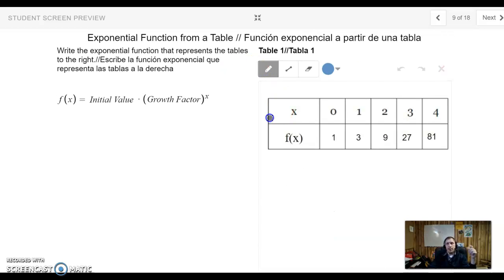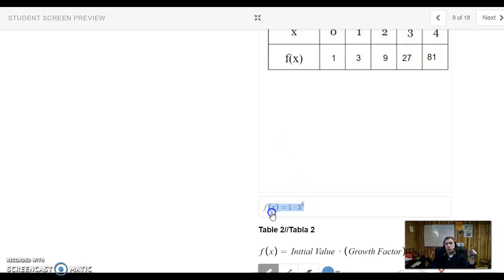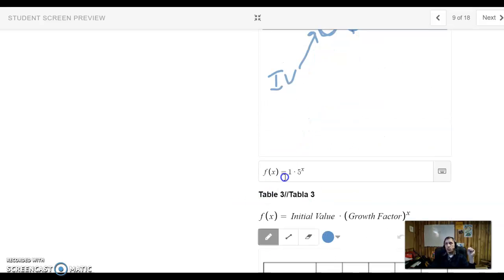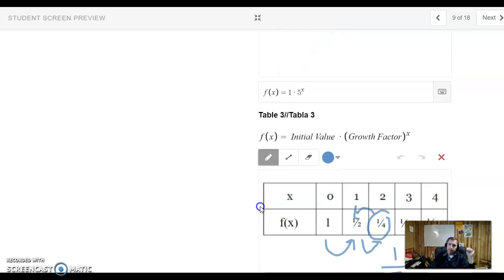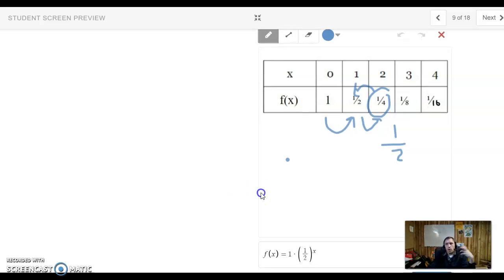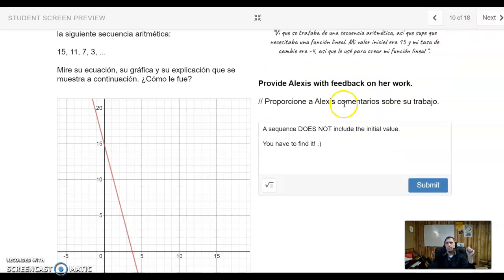If you want to just check your answers, hit pause. I'll walk through these answers here. Answer to the first one should be f of x is 1 times 3 to the x power. Table 2 is 1 times 5 to the x power. Pause it and try out table 3. Come on back here. Here I know the growth factor is 1/2, so I have 1 times 1/2 to the x power. All right. Again, questions on those, come and join office hours, walk through these again. You got this.